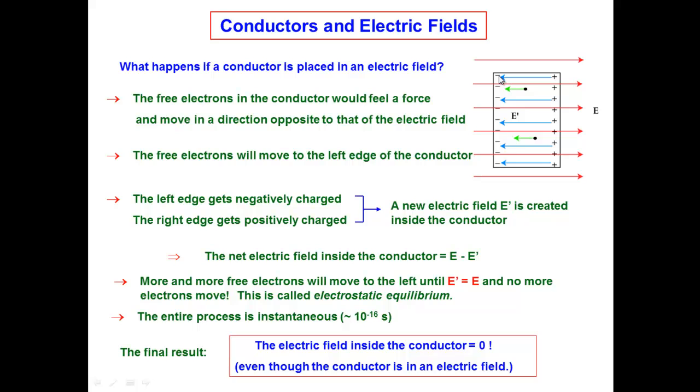Free electrons would begin to pile up on the left-hand side of the piece of the conductor, leaving behind a net positive charge on the right-hand side. And what that does, the buildup of negative charge on the left and positive charge on the right, creates a new electric field, E prime, inside the conductor. You might say that there's now the external field E and the internal field E prime. So the net electric field inside the conductor at this point is E minus E prime.